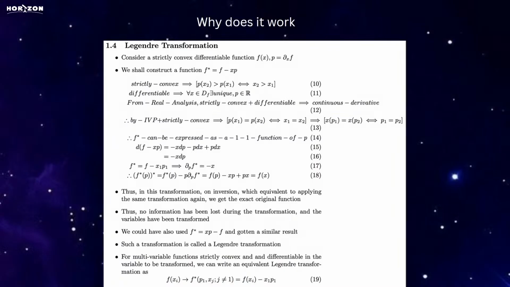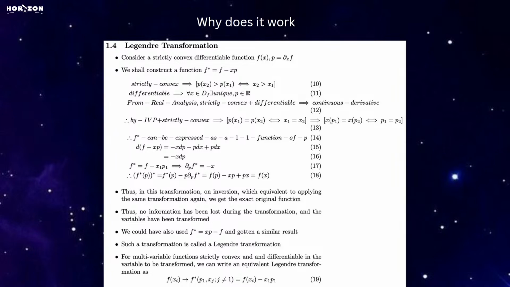Now, moving on, why does it work and what are the conditions that are necessary for Legendre transformations to be applicable? So the function should be a strictly convex differentiable function. So what do we mean by that? It means the first derivative of the function should be a strictly increasing function. That is, for all x2 greater than x1, the function p(x2) should be greater than p(x1). And it should be differentiable, that is, its first derivative should exist at all points.